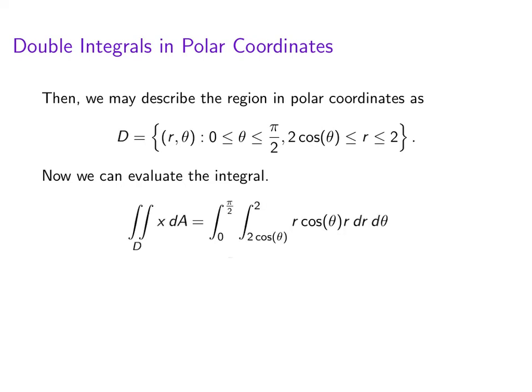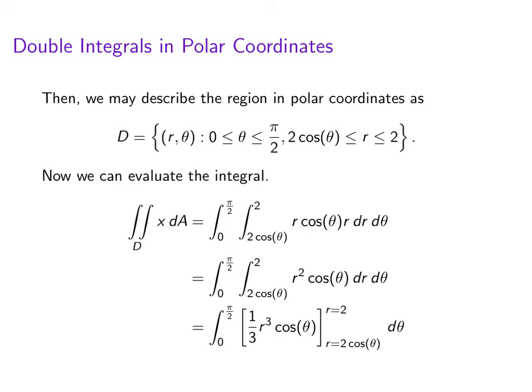So the integral of x over the region D is going to be the integral from 0 to pi over 2, those are the bounds on theta, of the integral from 2 cosine theta to 2, those are the bounds on r, of r cosine theta. That comes from x. X turns into r cosine theta, and then we have r dr d theta. We just always have to have this r in here. Clean this up, combine the r's together, we get this.